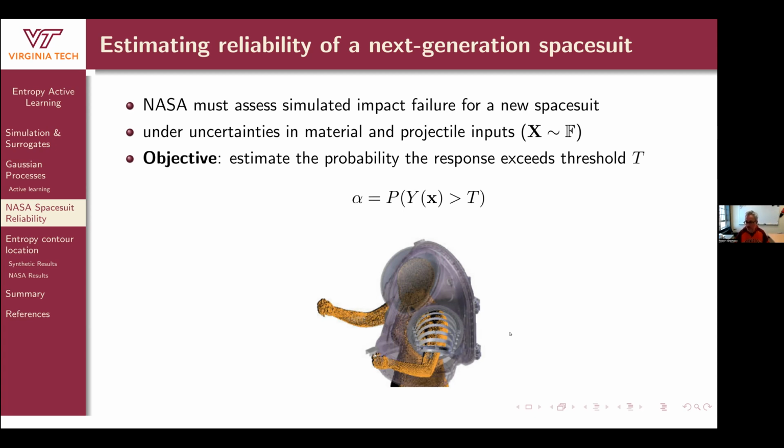They don't want it to fail. They don't want tears in the spacesuit. They want, if there's an impact on the moon, like the astronaut trips, and falls, or if they're on the International Space Station, and they're hit by space debris or something like that, they don't want it to tear. So they're interested in a reliability problem, but they're also interested in an optimization problem.